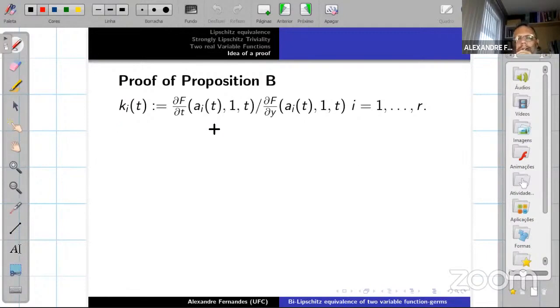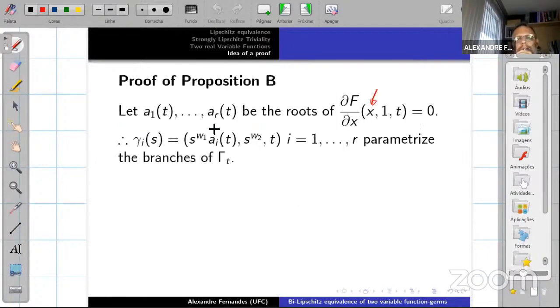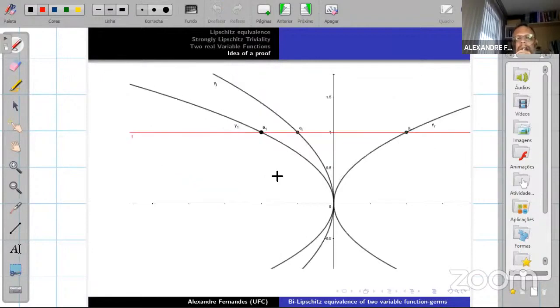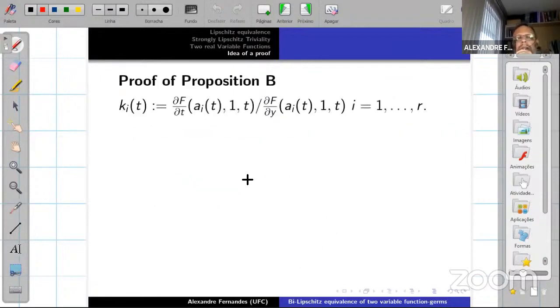Sorry. Let me finish. Then this is a root, this is a parametrization. This is the action. This is a root of this equation. You take this weighted homogeneous action, you have a parametrization of the polar curves. And now we are computing this quotient along our polar set.